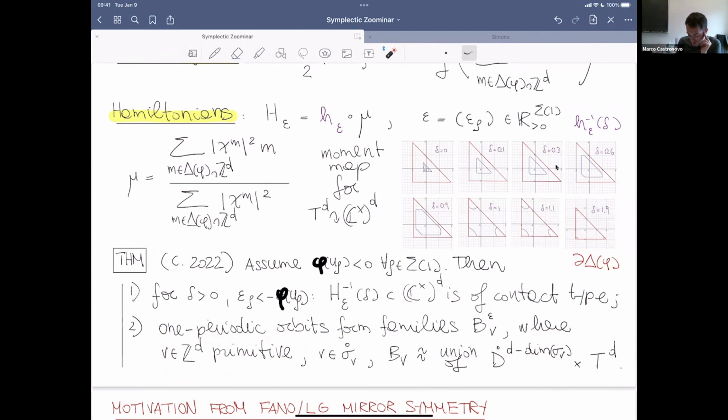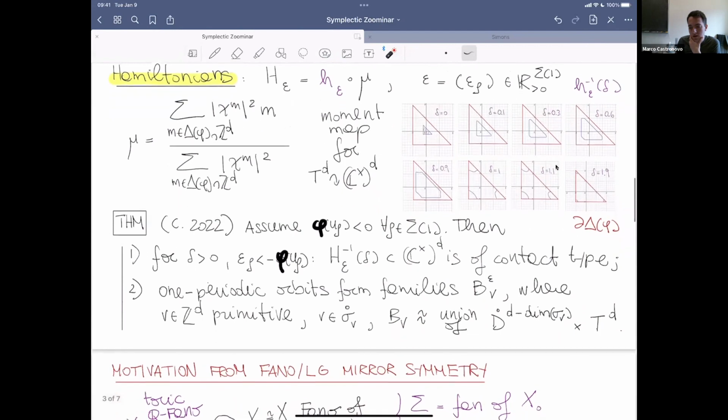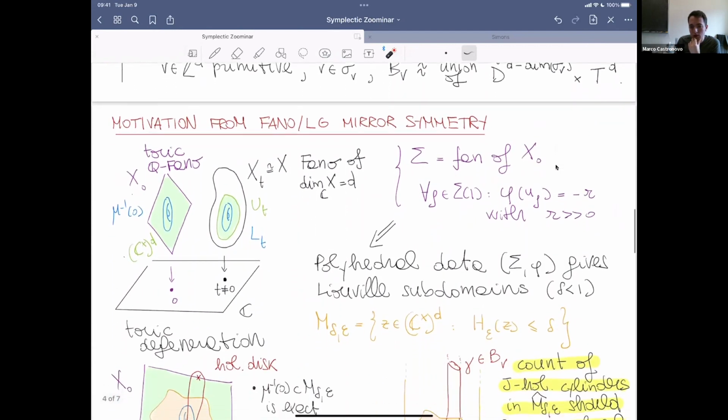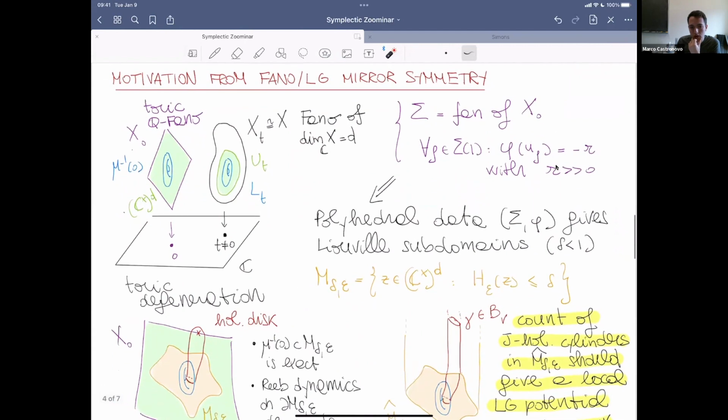And if you call sigma_v the smallest cone that contains such a lattice point, then its dimension determines the topology of this family. So it's a thickened copy of TD, thickened by a ball that has dimension D minus the dimension of this cone. So let me try to give an idea of what the motivation for this construction is.